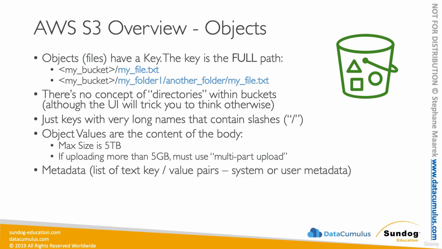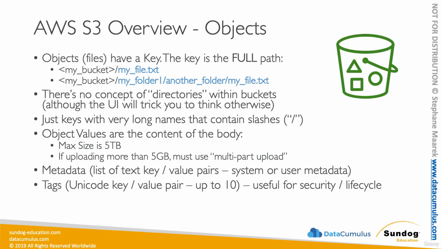Now, you have metadata on top of your objects. It's a list of key value pairs, system or user metadata. And then you have tags. You can tag your objects if you want to have security or lifecycle or whatever. Finally, your object can have a version ID, if versioning is enabled, all right?